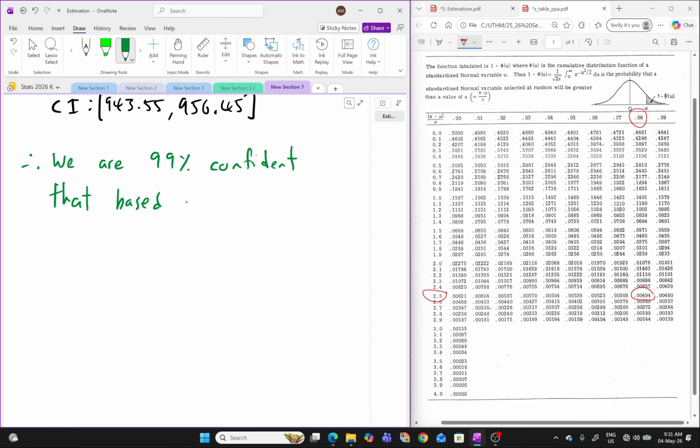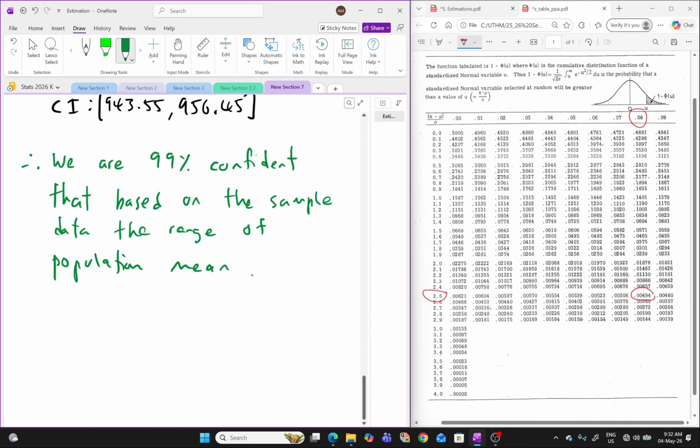We are 99% confident that based on the, ini saya tulis 2 kali lah, and then next you guys can write on your own. The range of... that how you write.